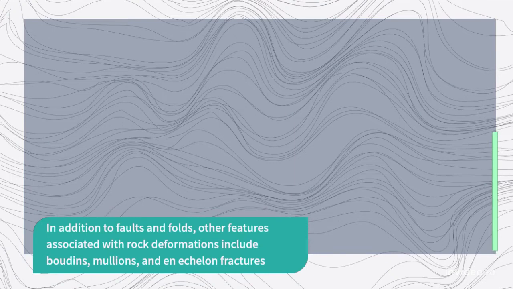In addition to faults and folds, other features associated with rock deformations include boudins, mullions, and en echelon fractures.